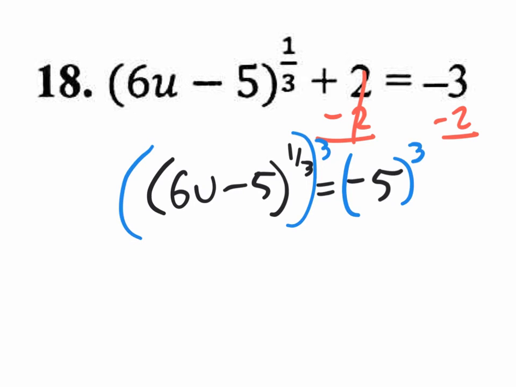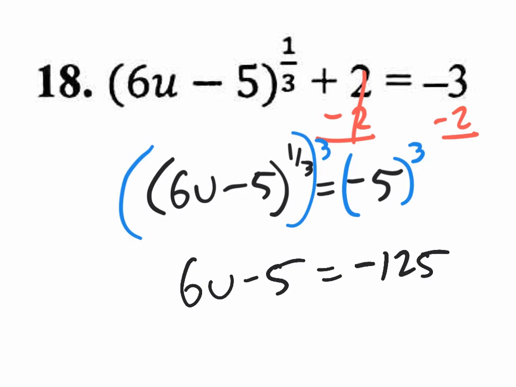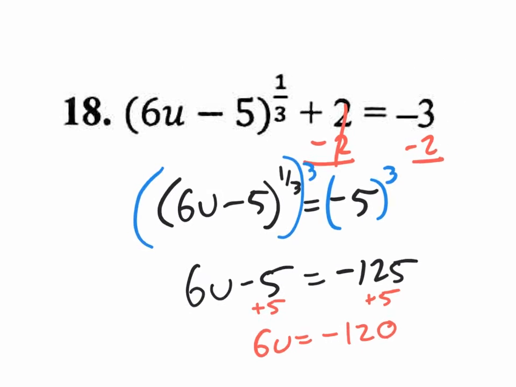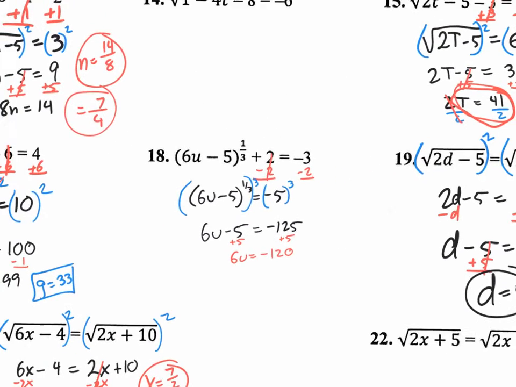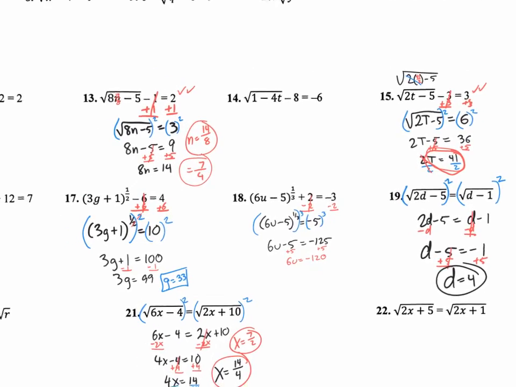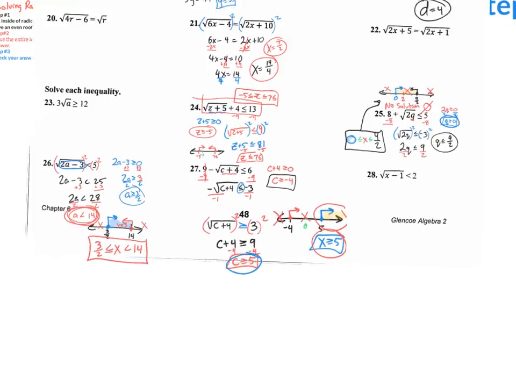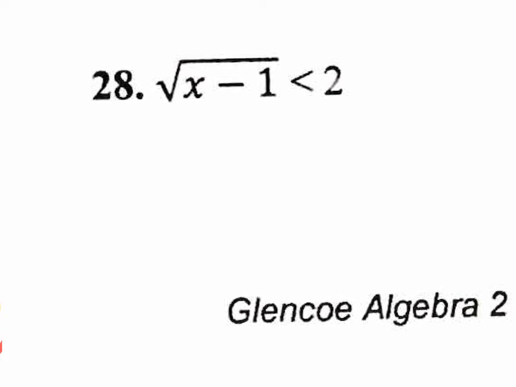What you do to one side, do to the other. And yes, when you have a power to a power, it eliminates, right? You multiply 3 times 1/3, it becomes 1. So this is really just 6u minus 5 equals, what's negative 5 times negative 5 times negative 5? Negative 125. So then you solve the way you normally would, right? Plus 5, you have 6u equals negative 120, and you guys could do the rest right there. But I just wanted to reiterate that you first isolate it, and then you get rid of the root by applying a power, okay?